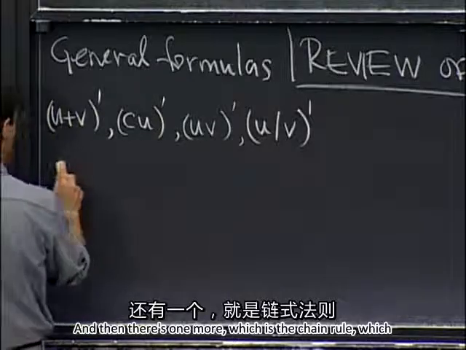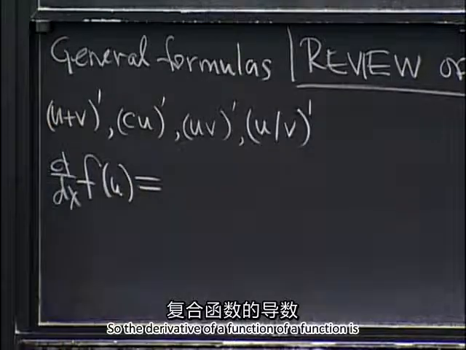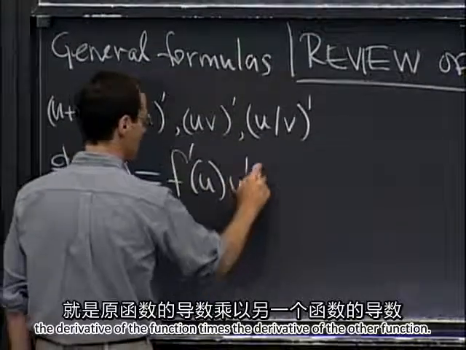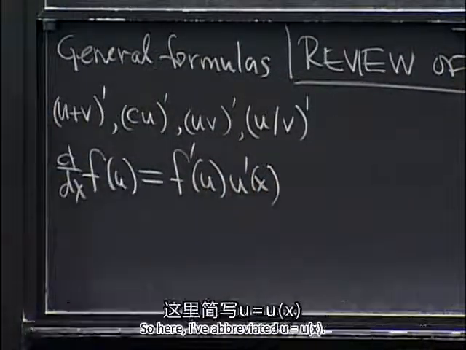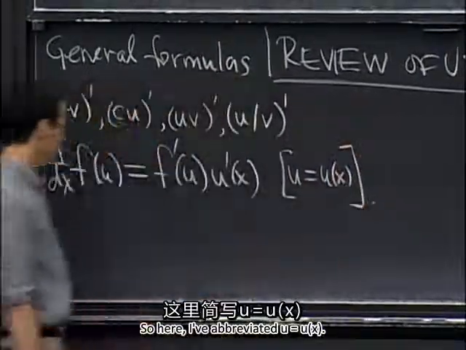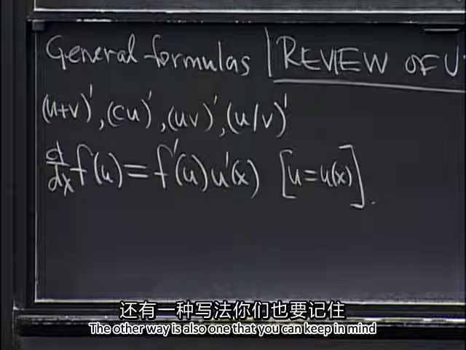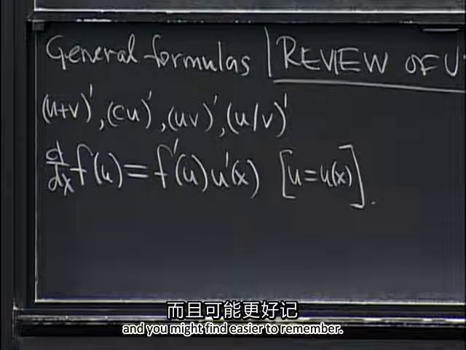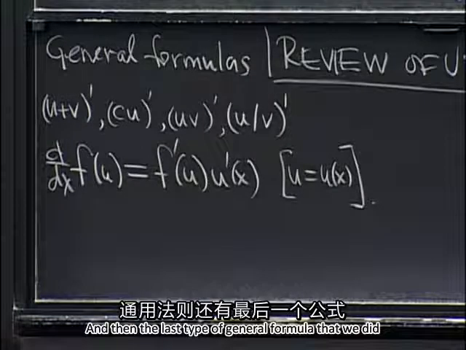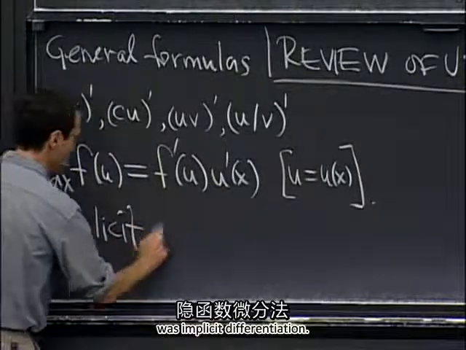And then there's one more, which is the chain rule, which I'm going to say just a little bit more about. So the derivative of a composite function is the derivative of the function times the derivative of the other function. So here I've abbreviated u as u of x. All right, so this is one of two ways of writing it. The other way is also one that you can keep in mind and you might find easier to remember. It's probably a good idea to remember both formulas. And then the last type of general formula that we did was implicit differentiation.